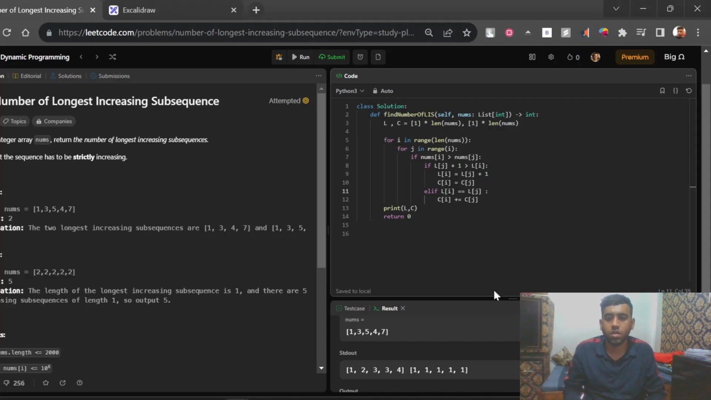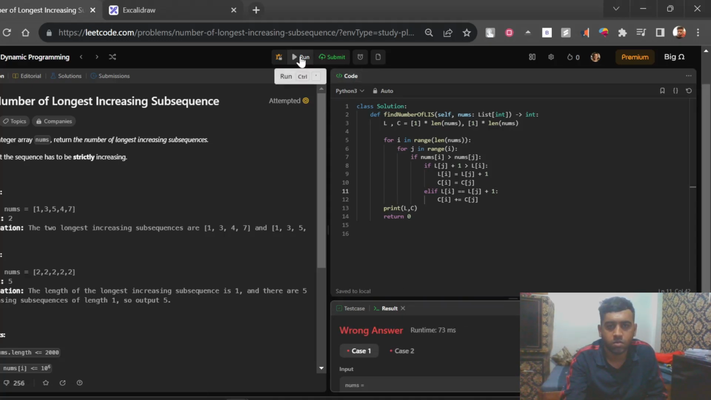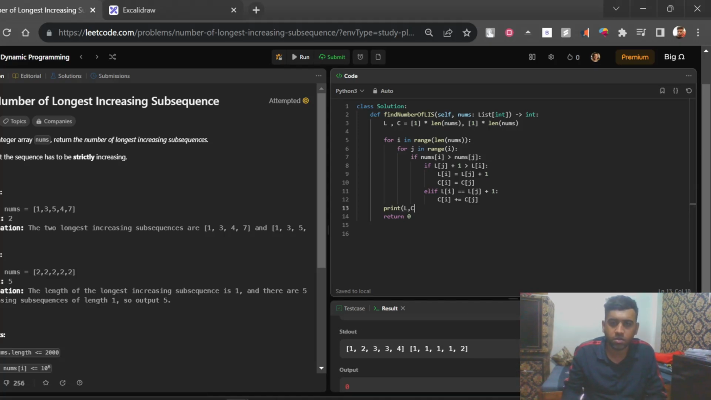Oh, okay. The problem was that Lj must be plus 1 before equating it to L of I, so that we are able to know that at least the addition of 1 from Lj makes it even equal. So if we do it now, yeah, I guess we are getting the required result now.